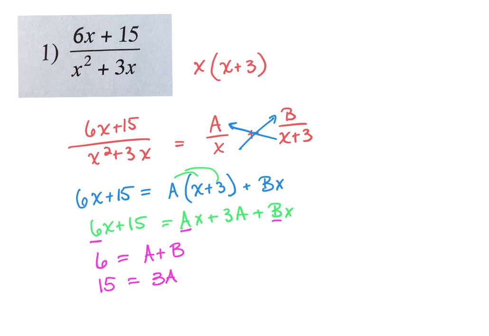In this case, you can just divide by 3, right? And you know that a is going to be equal to 5. Plug it back in, so b is equal to 1. And my final answer is 5 over x plus 1 over x plus 3.